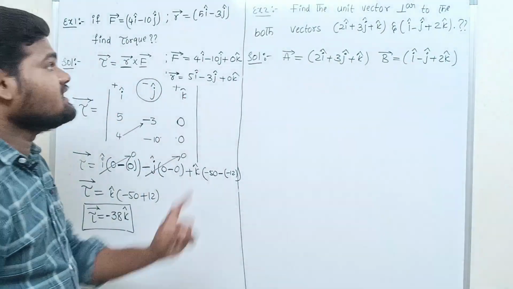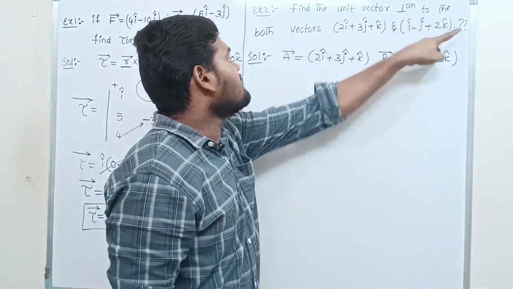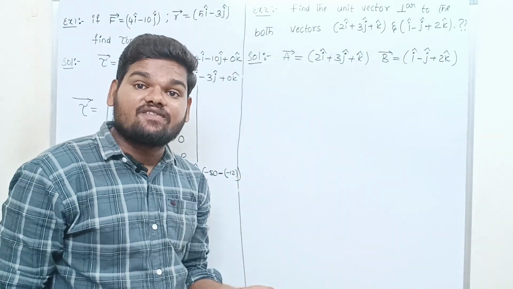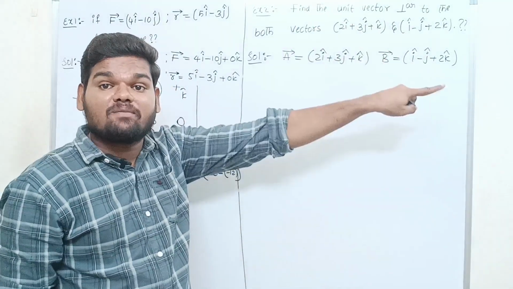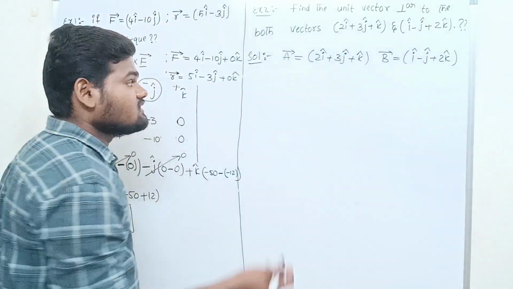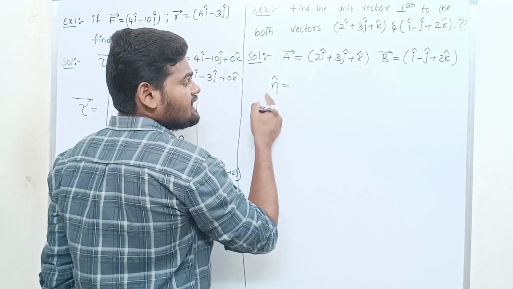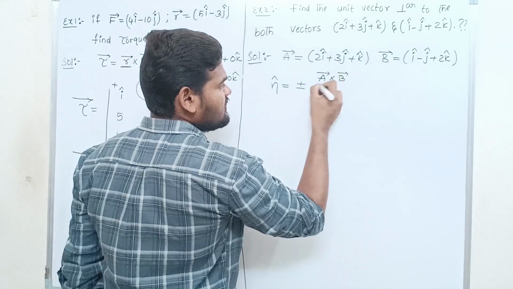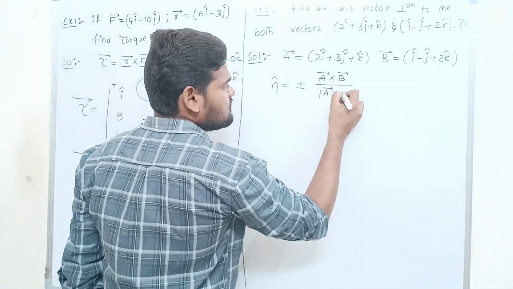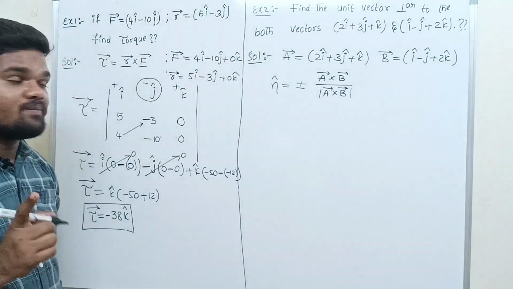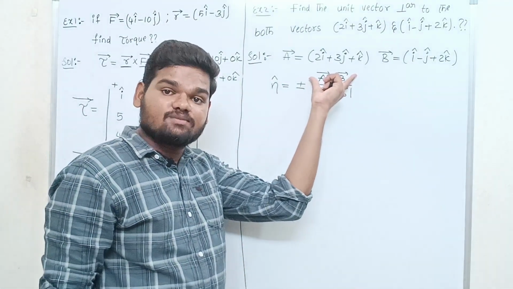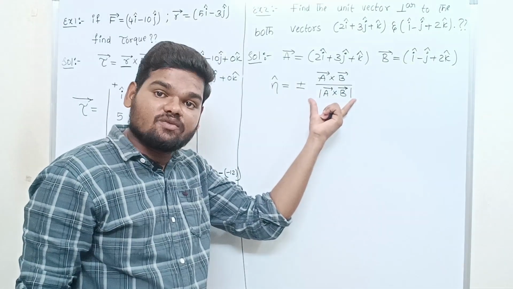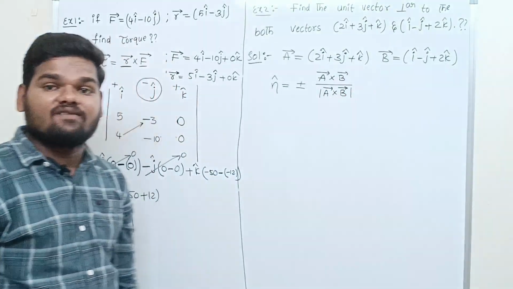So what are they asking? They are asking to find the unit vector which is perpendicular to both vectors a bar and b bar. In the formulas, I told you the seventh formula we have: whenever the unit vector is perpendicular to the two vectors a bar and b bar, then the unit vector is given by n cap equals plus or minus a bar cross b bar divided by magnitude of a bar cross b bar. So what we have to do? Just find the cross product of these two vectors, and after that the magnitude of the cross product. Then we substitute here, and we will get the answer.